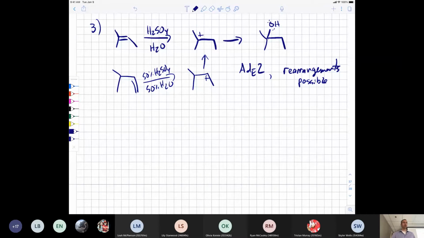So we had 2 other variations of the addition of water, of hydration. One was oxymercuration demercuration.